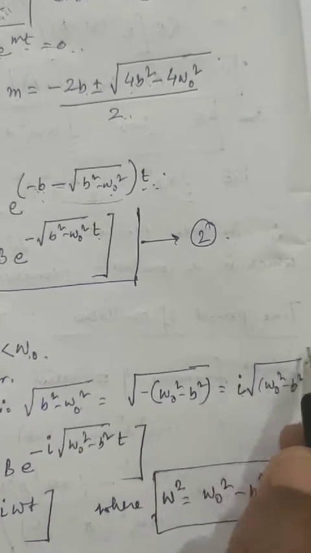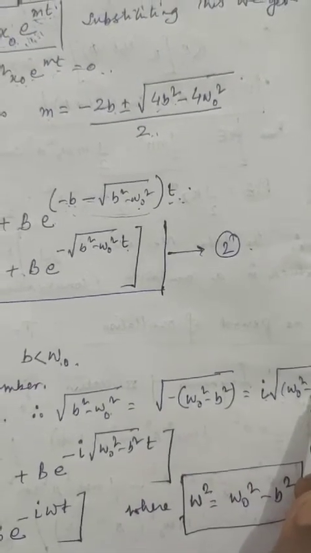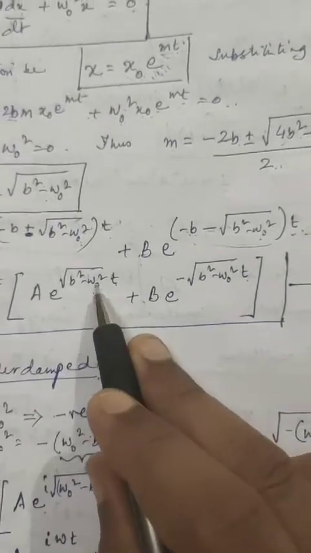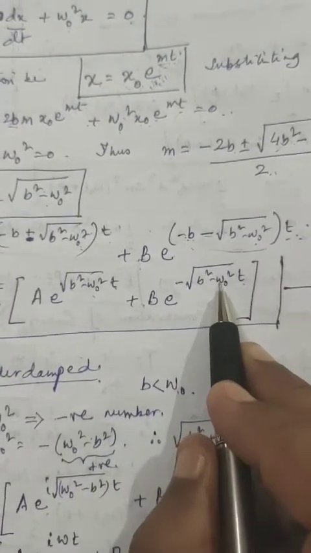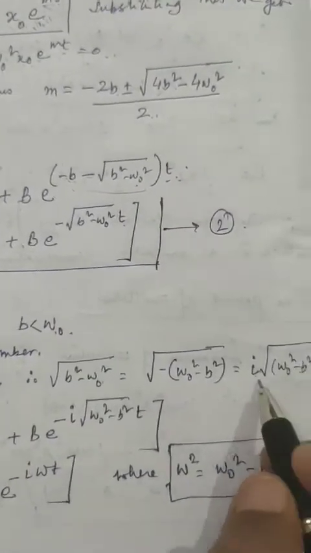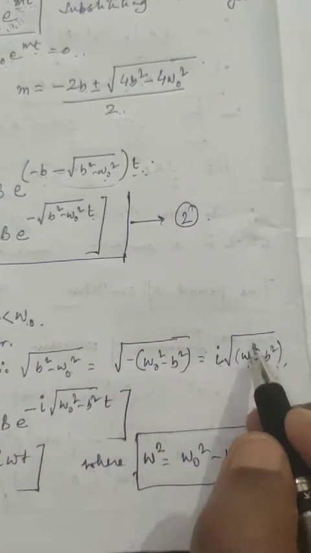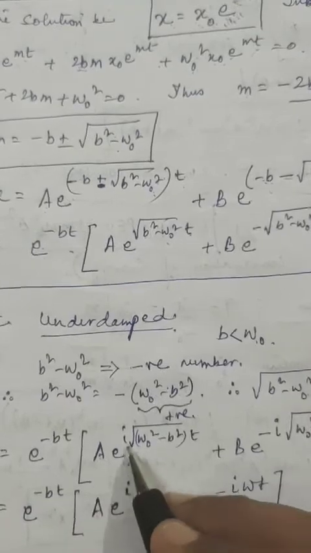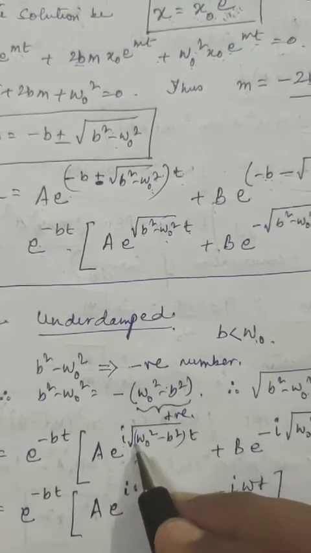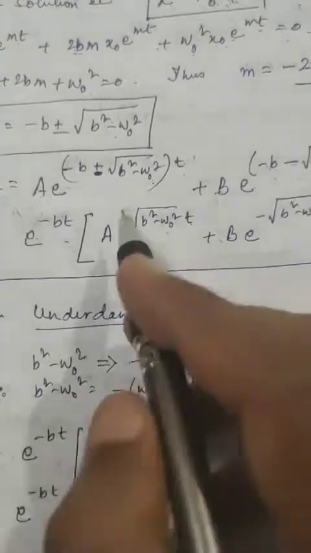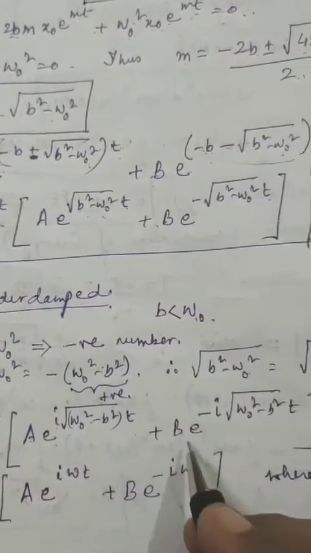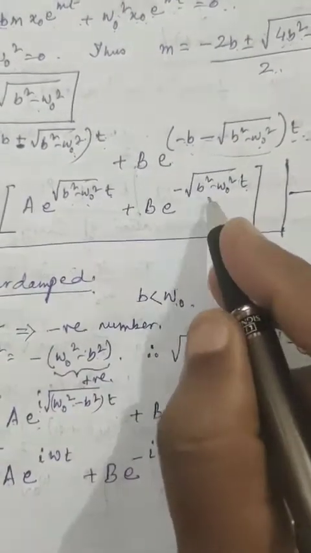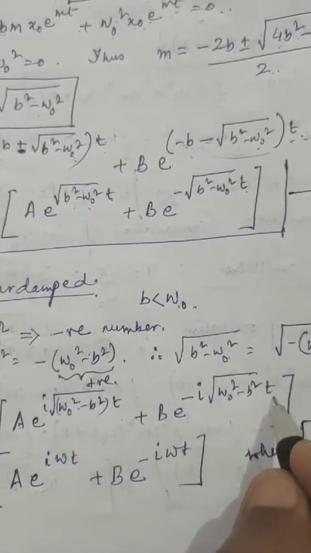So you have i times the root of omega naught square minus B square. So if B is less than omega naught, I can replace the root of B square minus omega naught square by i root of omega naught square minus B square. So everything is there: A e to the power of i root of omega naught square minus B square t, plus B e to the power of minus i root of omega naught square minus B square t.